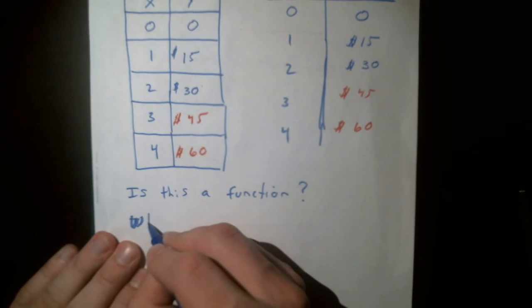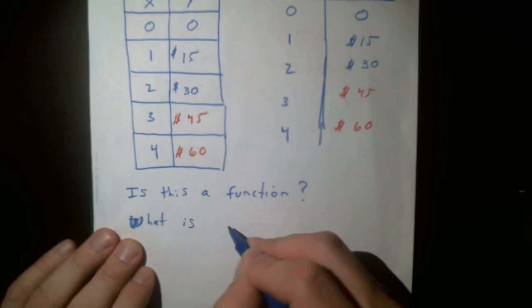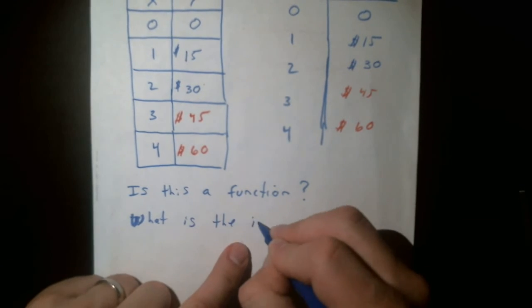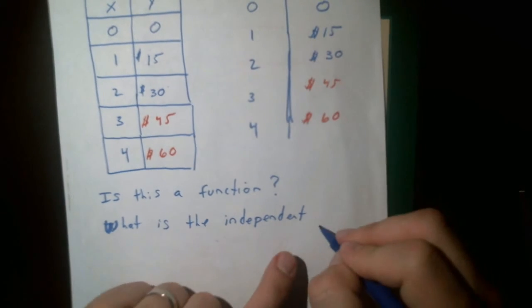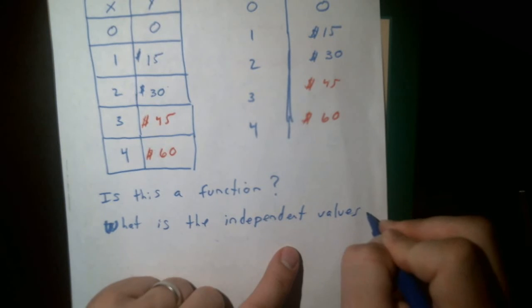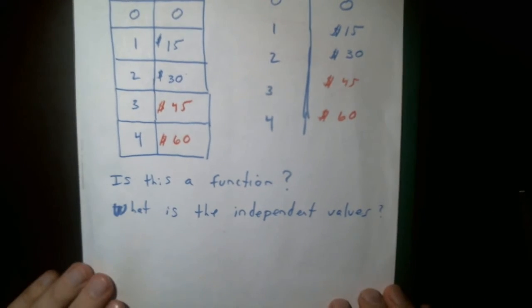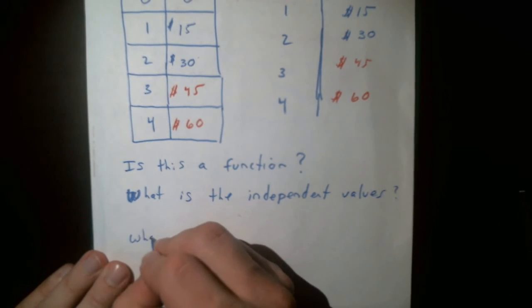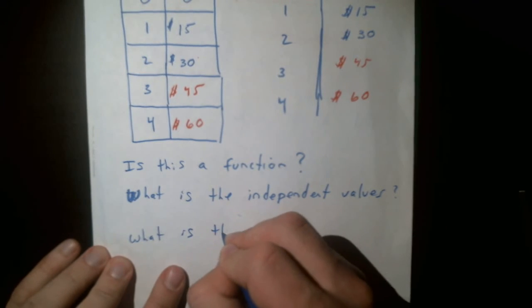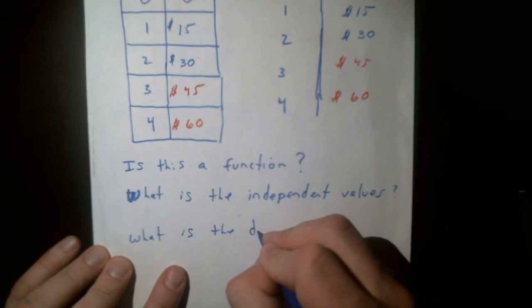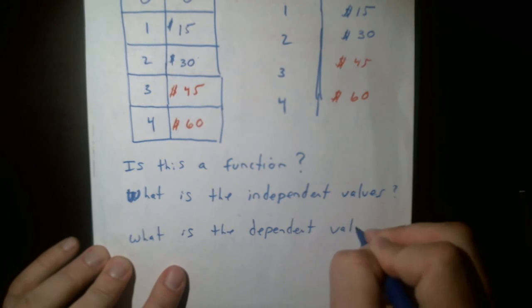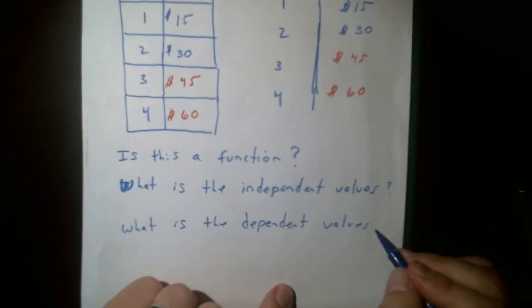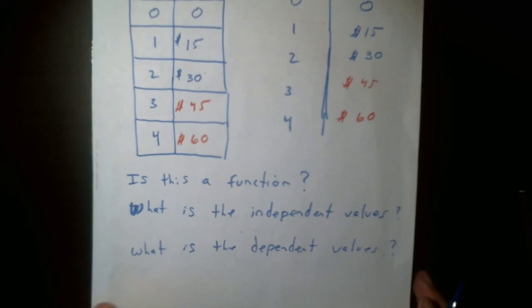And I want you to put this: what are the independent values, and what are the dependent values? So you have two questions there. Or no, three questions, sorry.